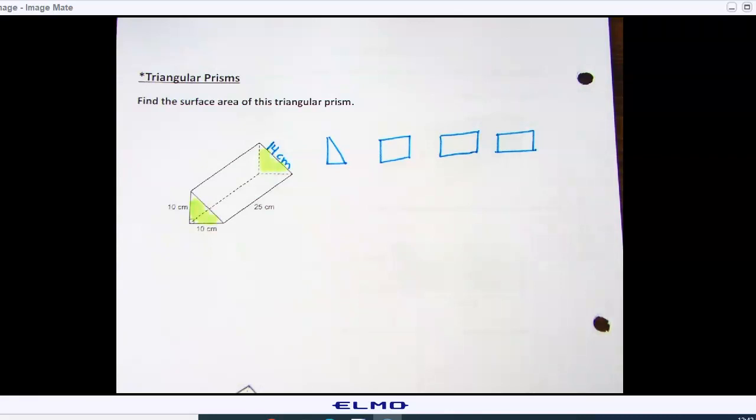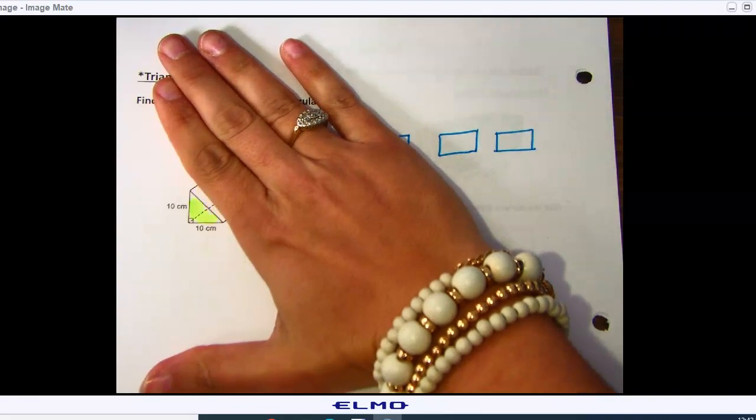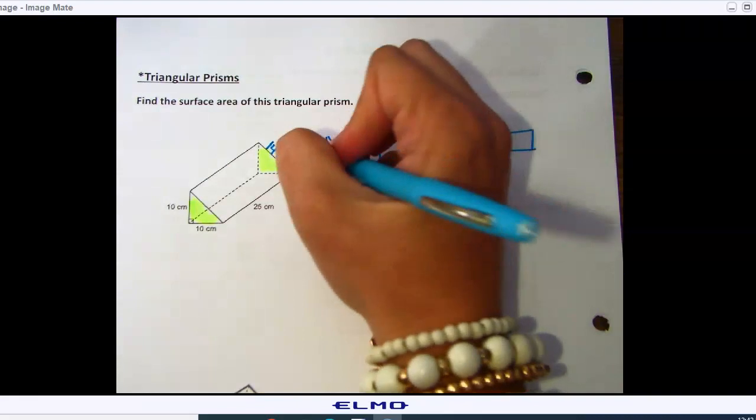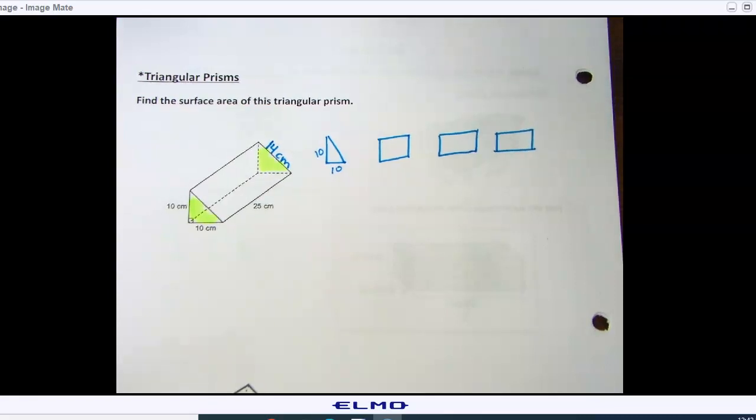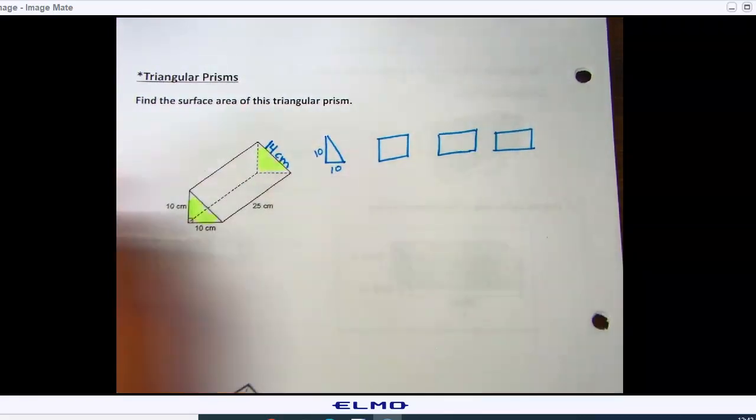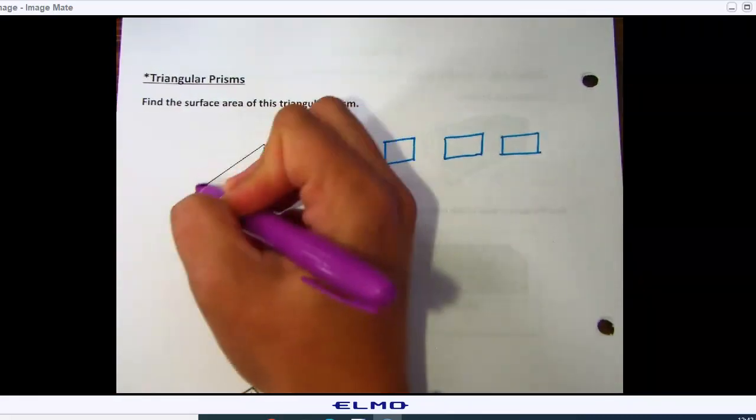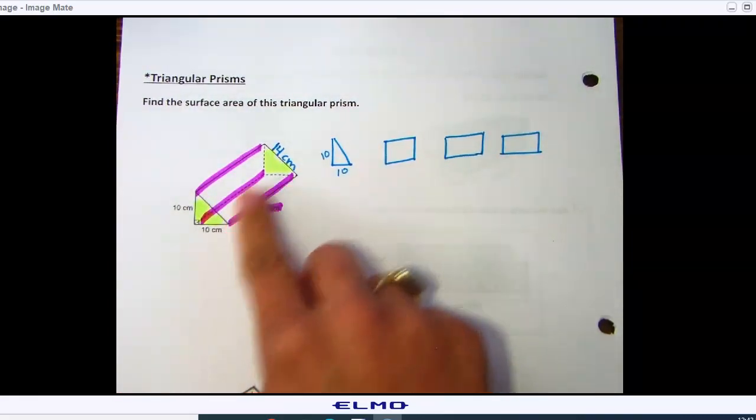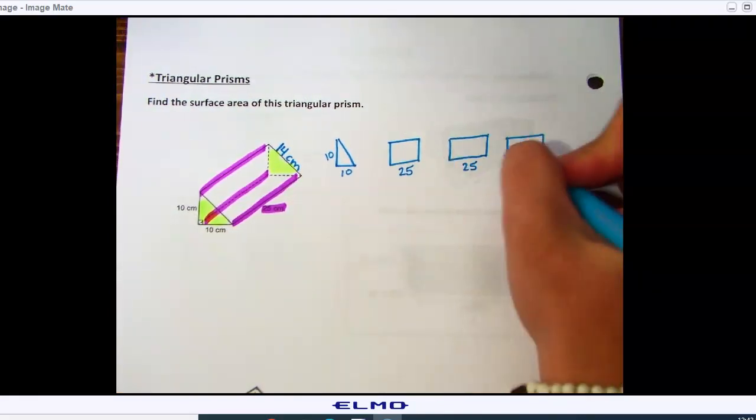So, with our triangle, you cover everything else up and look and see what you have with a triangle. Well, the L is what we need for 7th grade, so it is 10 by 10. So height is 10, base is 10. And then for our rectangles, we need the length that connects your triangles together. So 25 connects the two triangles. So we will go ahead and write 25 on each of these.